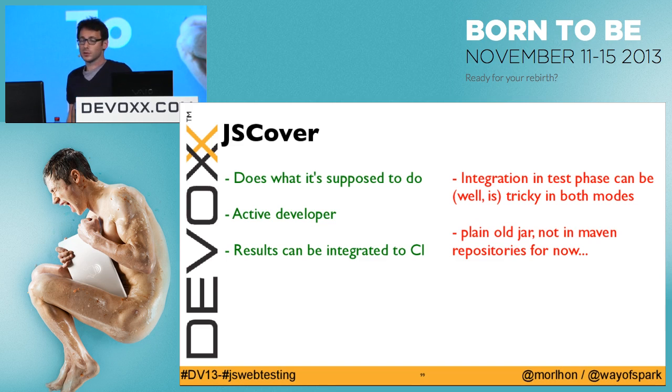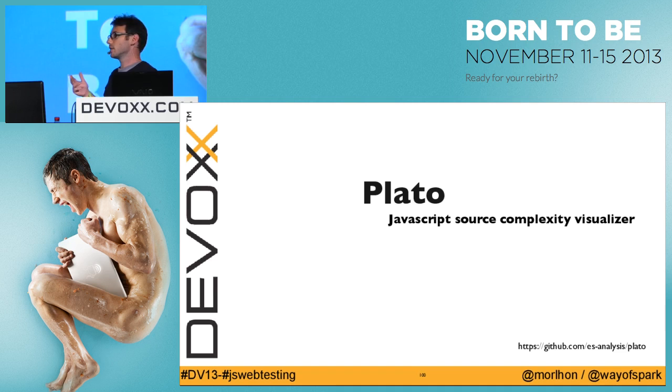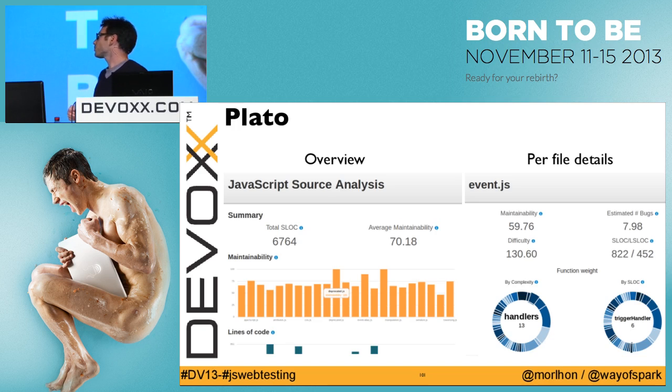The developer is actively developing and backporting from C++ to Java. And the results can be integrated into a CI. So it's doing the trick. But it's really a pain to integrate. Integrating JavaScript tests in a Java project build process is hard. Integrating code coverage for JavaScript in the same build is even harder.